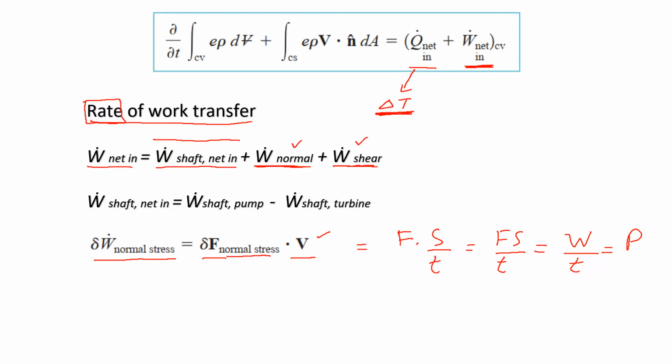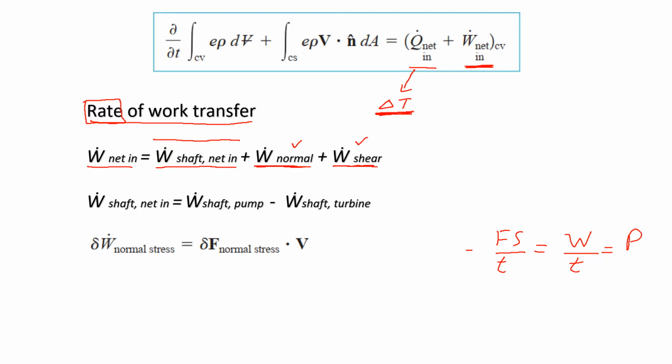So we are actually talking about the power transfer here. The rate of work transfer required to overcome these normal stresses on the control surfaces is equal to the force that will generate these normal stresses into the velocity. Now what does this mean? How do these normal stresses occur on our control surfaces?